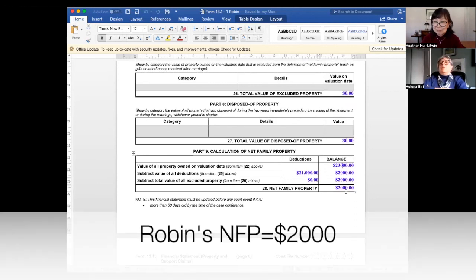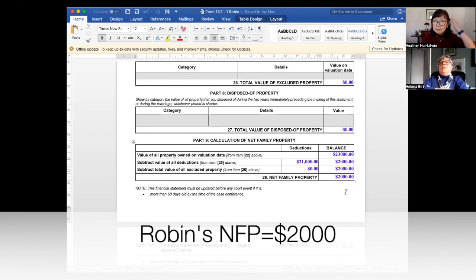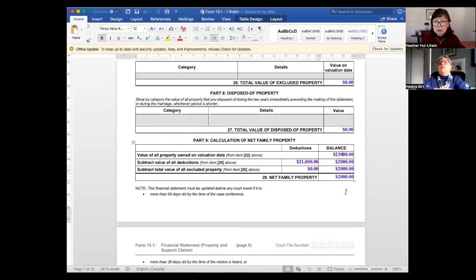Basically what it means is she did have property on the date of marriage that she's entitled to claim a credit for, but she had debts on the date of marriage as well. So those two offset. So it basically means that Robin overall is worth $2,000 more than Robin was worth on the date they got married. I like that way of putting it.